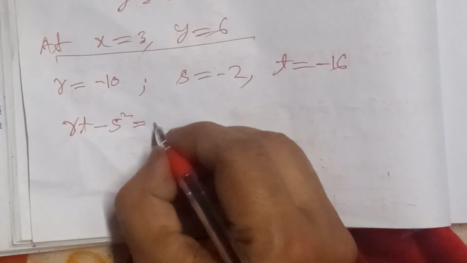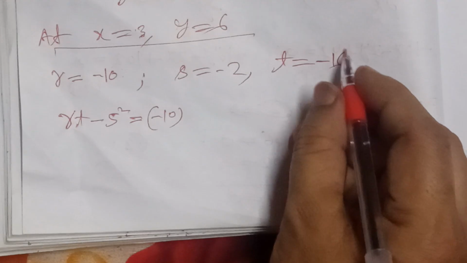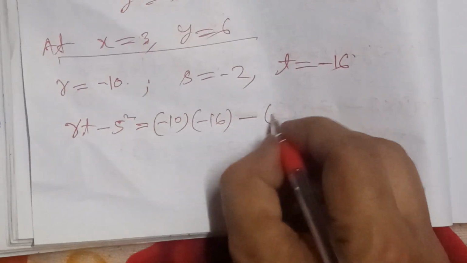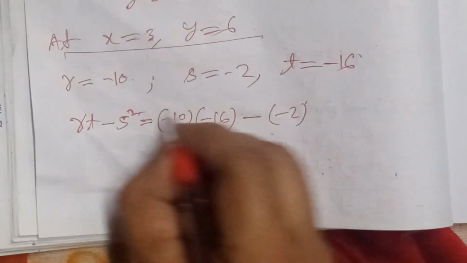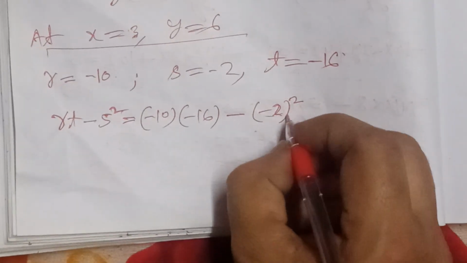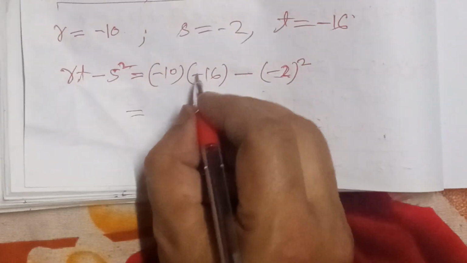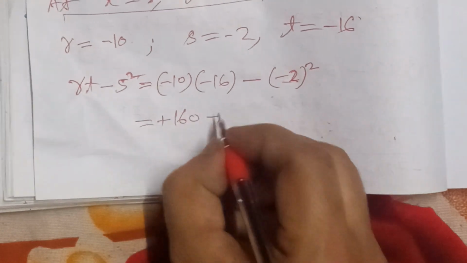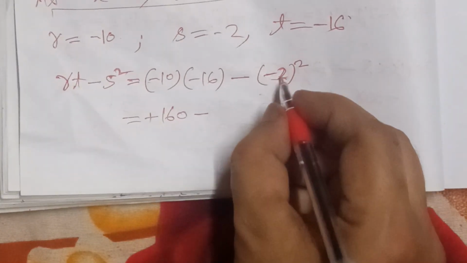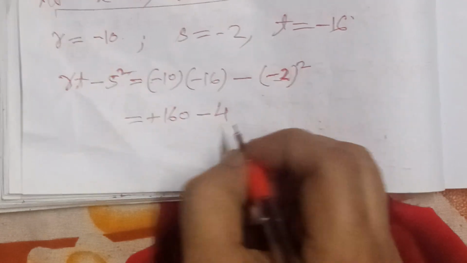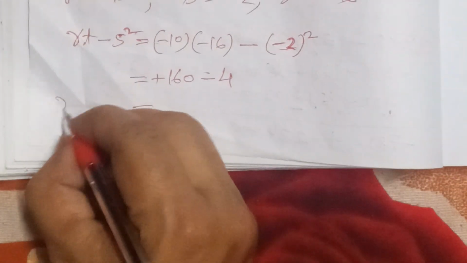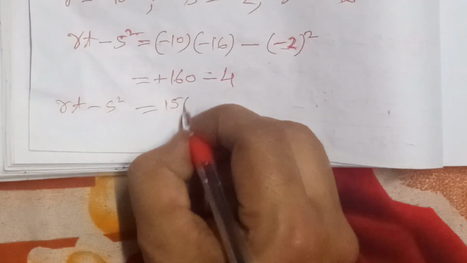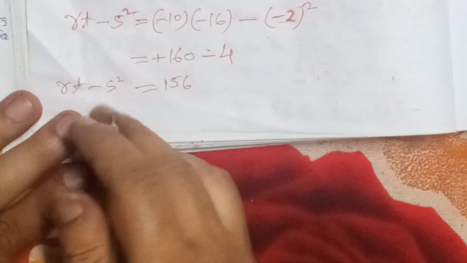So put the value of r, which is minus 10, and the value of t, which is minus 16, minus the value of s, which is minus 2, and here s square, so I write minus 2 whole square. On multiplying, minus times minus is plus, so 160, minus the square of minus 2, which is plus 4, and the difference means the value of rt minus s square is 156.